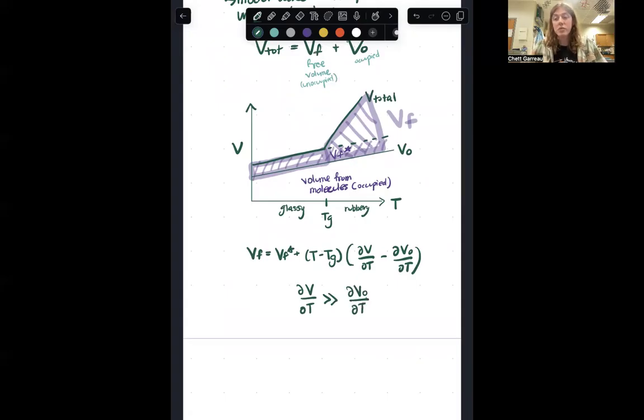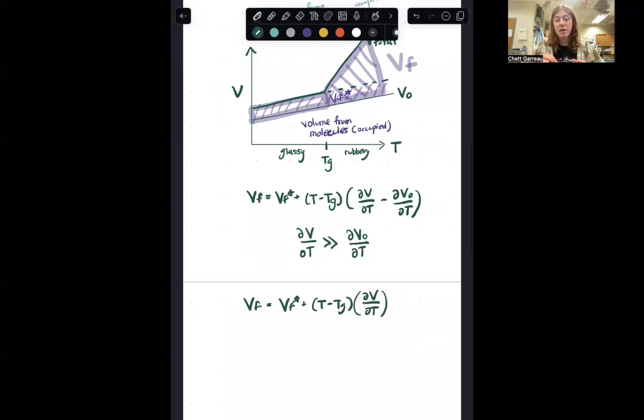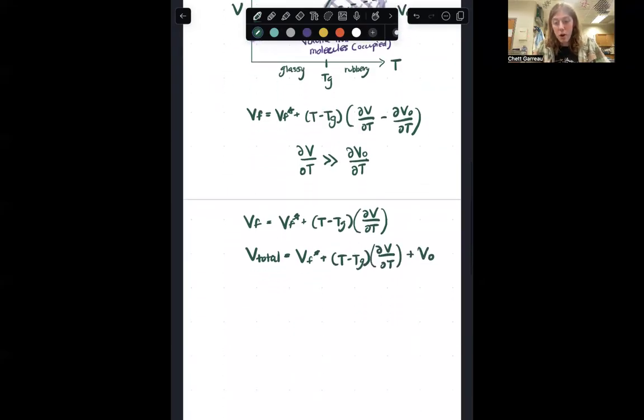Generally, the bond stretch volume is way smaller than this chain motion volume or change in volume. So we can count that dV0 over dT as negligible. And so in our final simplified free volume equation, it's going to be the sum of that VF star plus the change in x times your chain motion change in volume. And so if we just plug it into the equation we had before, the unoccupied and the occupied volume, your total volume is going to be VF star plus that increase from the chain motion plus the volume from the molecules.